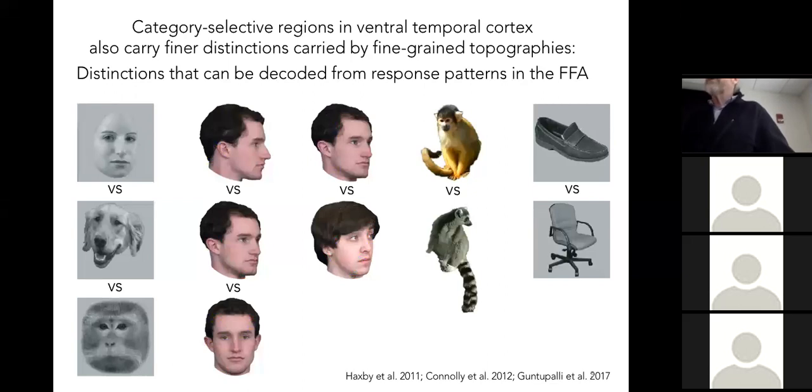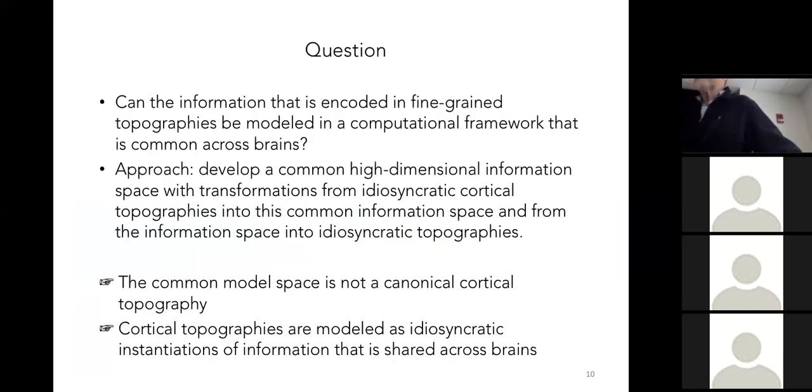Those are weaker classifications, but that information still exists within this fine scale topography. But we don't know what the basis functions are and how these basis functions are organized, at what spatial scale they're organized. So this leads us to the question of this research project. The first thing we ask is, can the information that's encoded in these fine-grained topographies, including this high-level information, be modeled in a computational framework that's common across brains? So we know that we can't do classification if we just align the data anatomically, but is there some way to somehow align the information that's shared across brains in variable topographies?